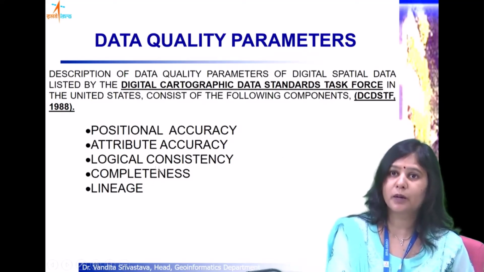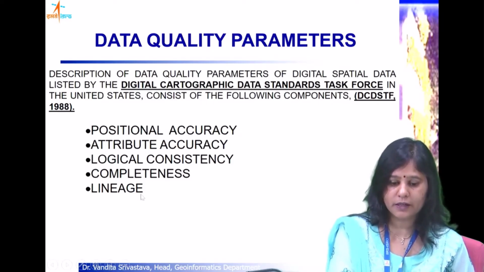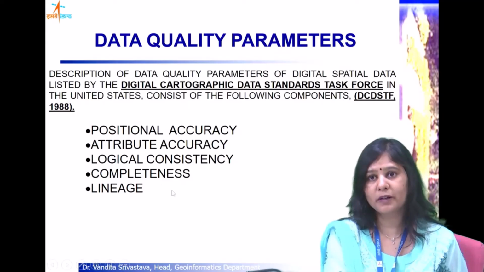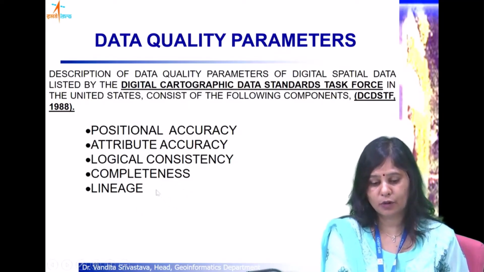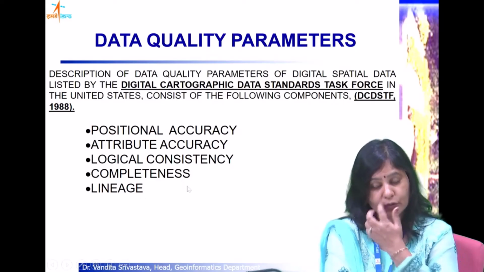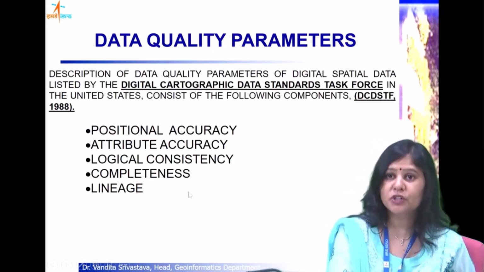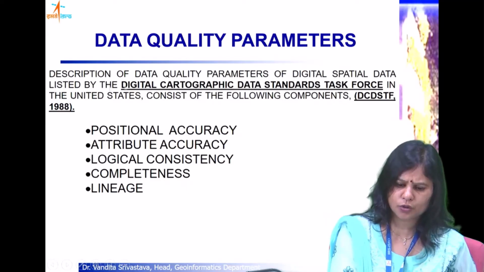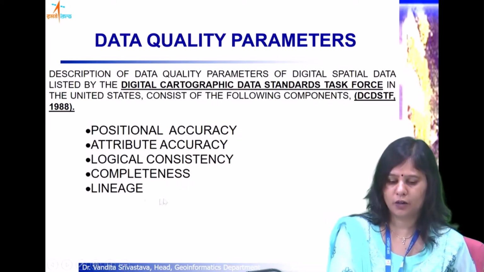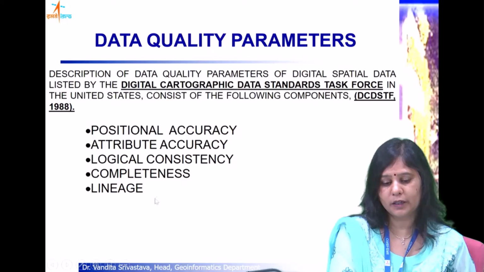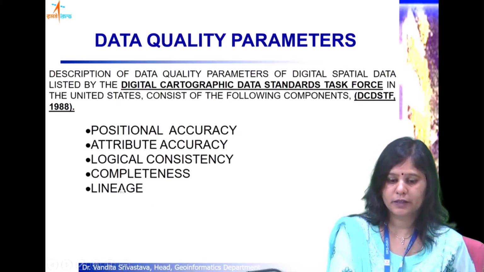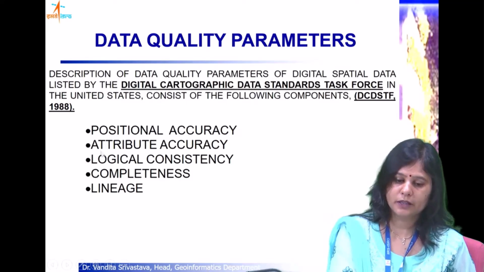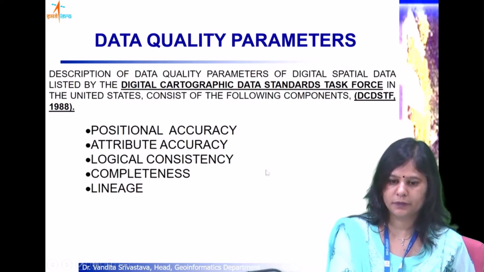Then the data should be complete. How complete the data is has to be reported, and the lineage, the history: who has operated this map, what density of observations was used, what was the density of observations of the source map, what were the map projections used. All those figures are to be recorded and placed in the metadata, that is the data about data, in these data quality parameters.